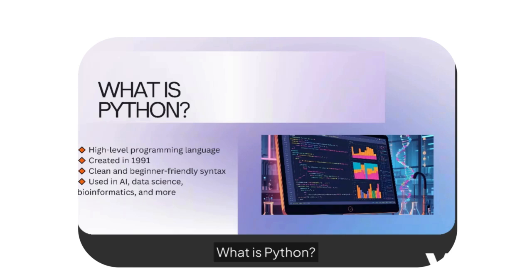What is Python? Python is a high-level programming language created in 1991. Known for its clean and beginner-friendly syntax, it's widely used in AI, data science, bioinformatics, and more. Python's versatility and ease of use make it a top choice for scientific computing.